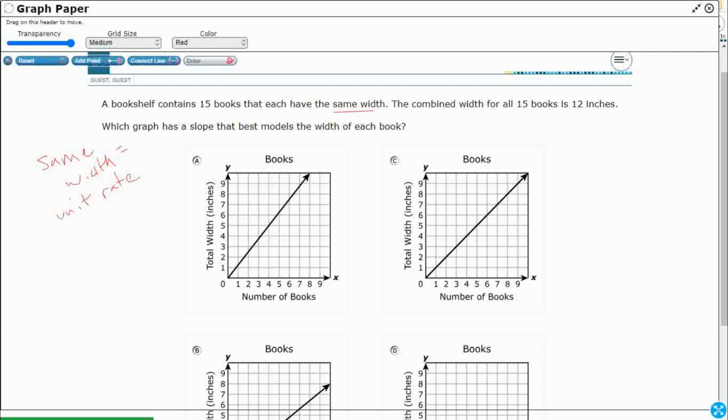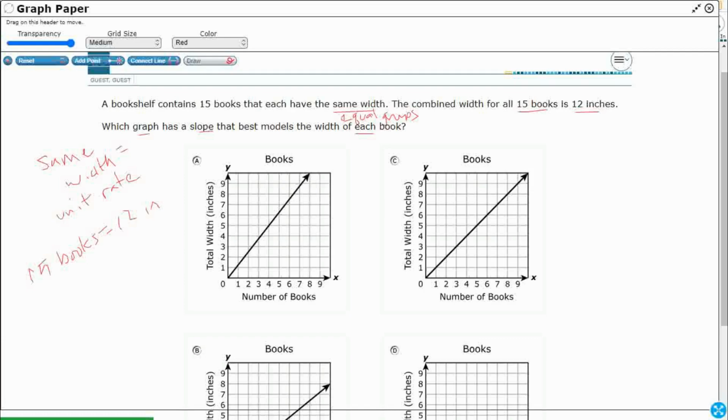Now we have a graph, and we've got a total of 15 books, 12 inches. So 15 books equals 12 inches. And we need a graph that has a slope that best models the width of each book. So they gave us a total, 15 books for 12 inches. Each book is the same, so we have equal groups. This is a unit rate because it's got the equal groups labeled for us.